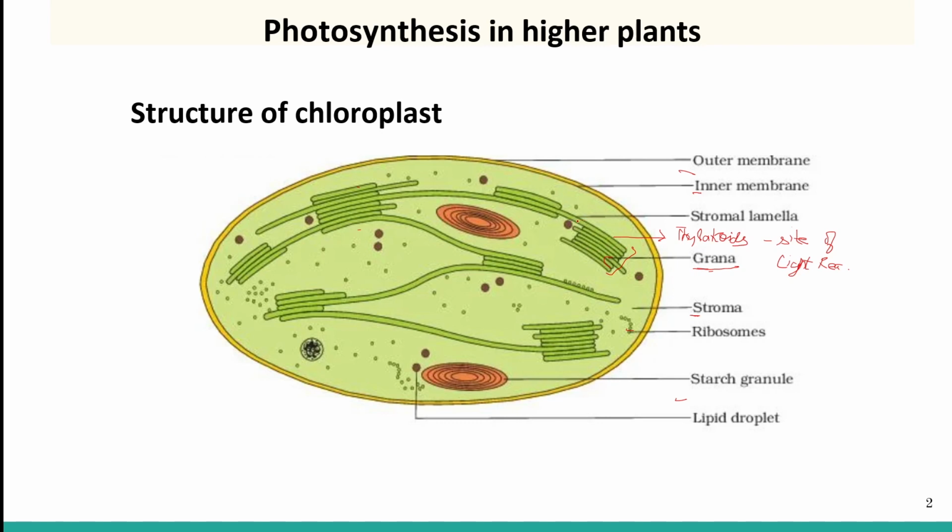And then we have this stroma lamella. Okay, so these stroma lamella connect the two thylakoids. Okay, this is thylakoid, this is another thylakoid. So these stroma lamella connects the two thylakoids. We'll be studying about the stroma lamella later, and we will discuss about the importance of stroma lamella.